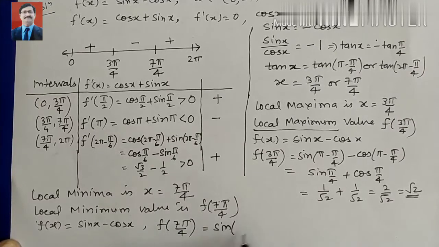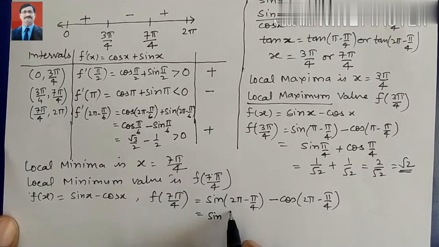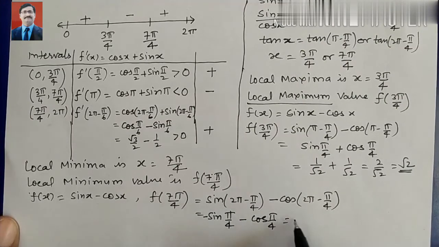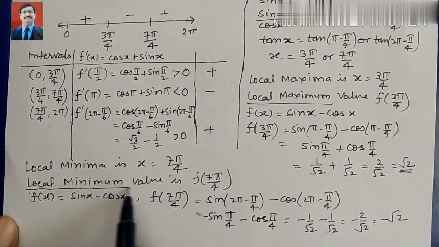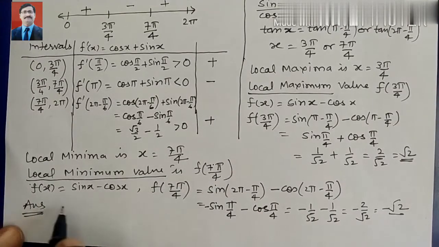Sin 7 pi by 4 is actually sin of 2 pi minus pi by 4. In the fourth quadrant sin is negative, so we get minus sin pi by 4. In the fourth quadrant cos is positive and outside is negative, so we get minus cos pi by 4. This gives minus 1 upon root 2 and also minus 1 upon root 2, so minus 2 upon root 2, which is minus root 2. So the local minimum value is minus root 2. All understand?